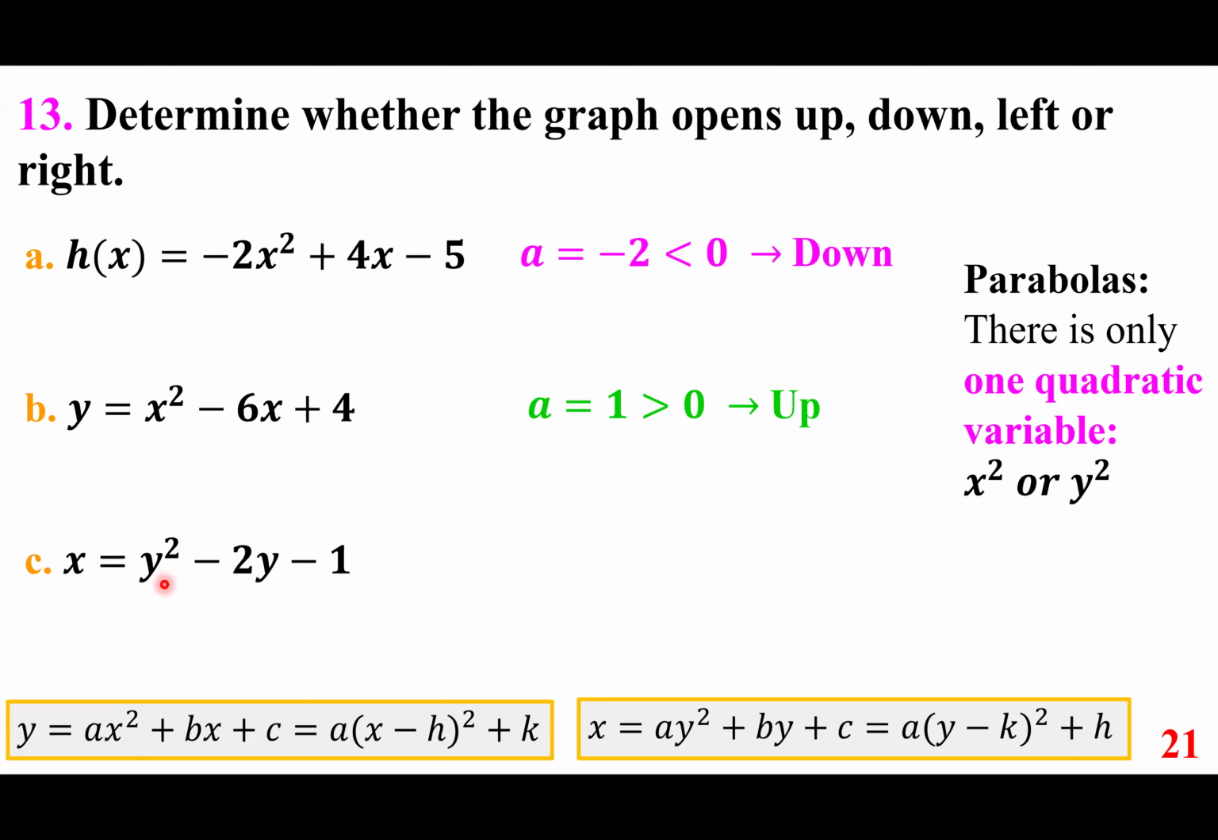Because it's y squared, it opens sideways, right or left. Because a is 1, positive, it opens to the right. Very straightforward, everybody.